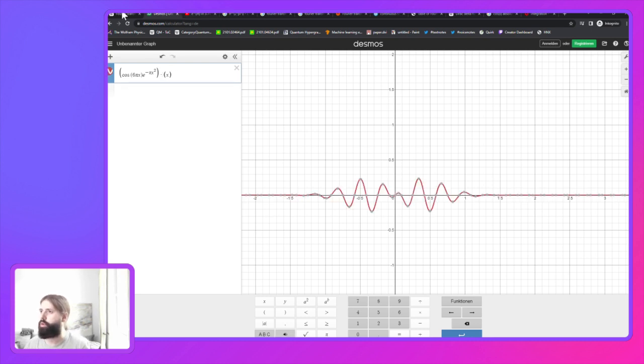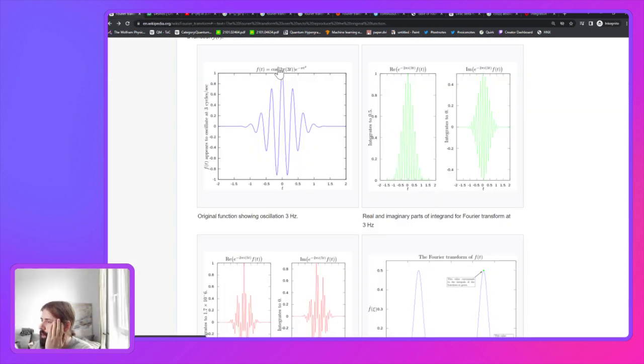because I should be able to plot those things separately. This is my function. And then what I'm doing is I'm multiplying it by these, right? And then this is a plot of the real part and the complex part. Minus 2 pi 3t. Okay, so let's try to do this the way it's written here. Cosine of 2 pi 3x.